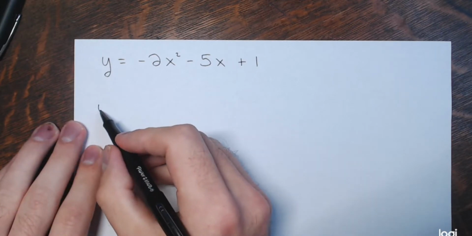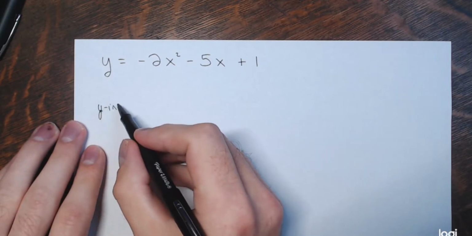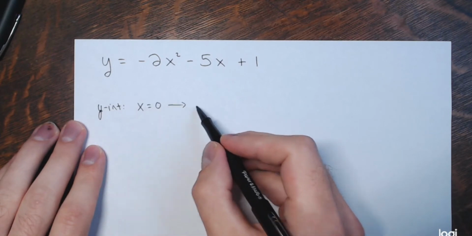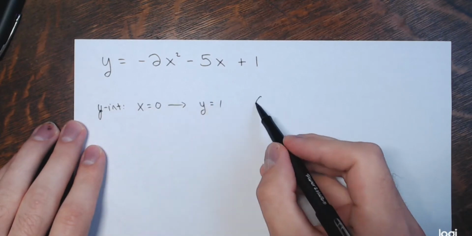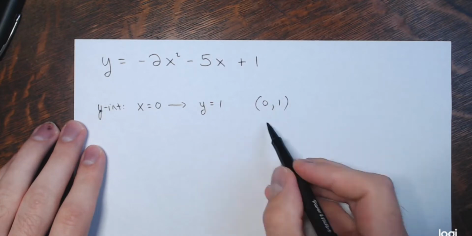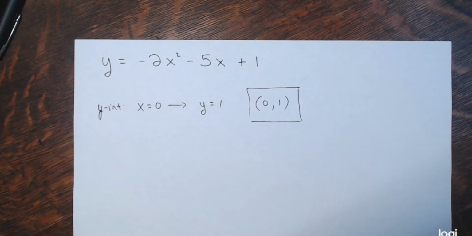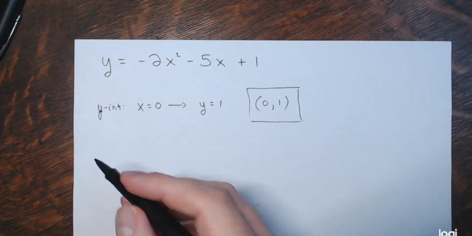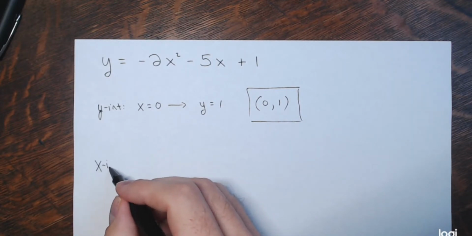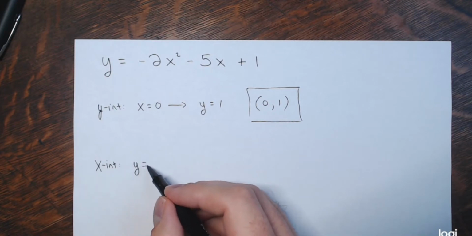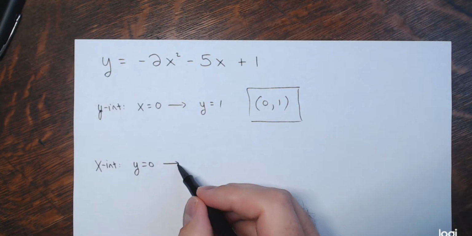Let's start with the easy one, the y-intercept. Just replace x with 0, and you get y equals 1. So the ordered pair is 0, 1. There's part of the answer. 0, 1 would be on the graph of this, the y-intercept. Then the x-intercepts, if it has any, you're going to replace y with 0 and see if there are real number solutions for x.